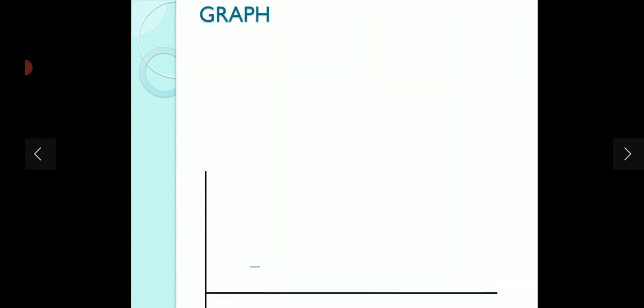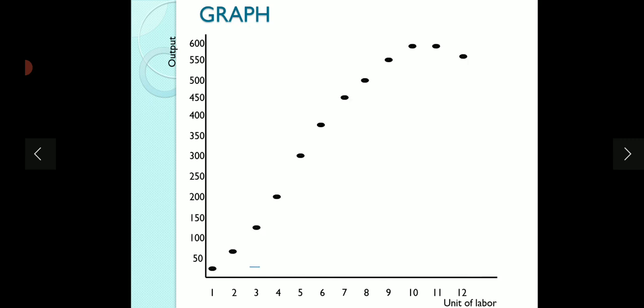So here I have a graphical representation. On x-axis we have units of labor and on y-axis we have output. Here I have plotted the numbers for them. First I have plotted the TP curve. So these were the points for the TP curve according to the previous schedule that we have seen. If I join a line, it's something like this. That's the TP curve.